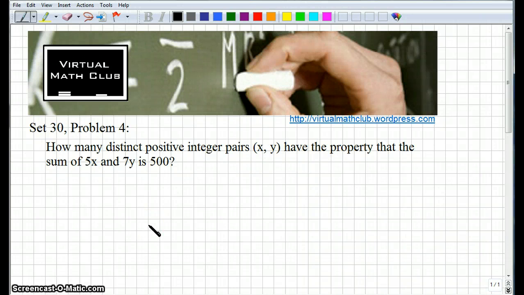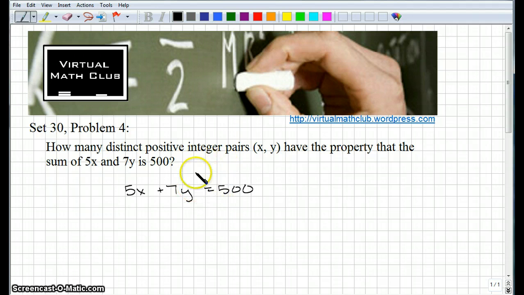Problem 4. How many distinct positive integer pairs x, y have the property that the sum of 5x and 7y is 500? Alright, well that looks kind of like a straightforward algebra problem, right? 5x plus 7y equals 500. But the problem is we have two unknowns and only one equation. So let me give you a hint on this one.